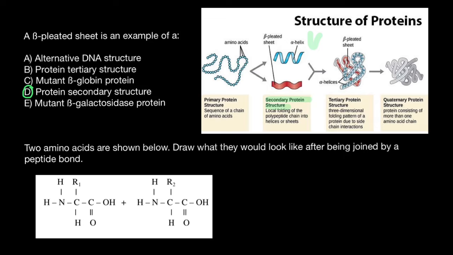And next question. Two amino acids are shown below. Draw what they would look like after being joined by peptide bond. Here's one monomer, here's another monomer, and this one represents one amino acid, and this one another amino acid.